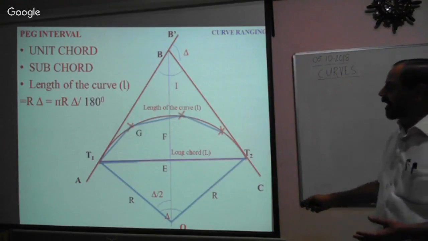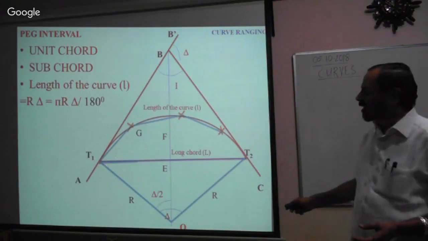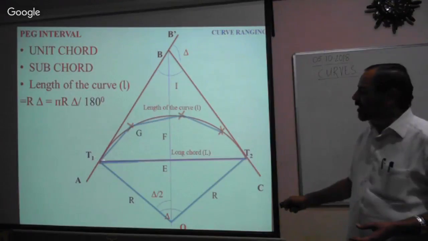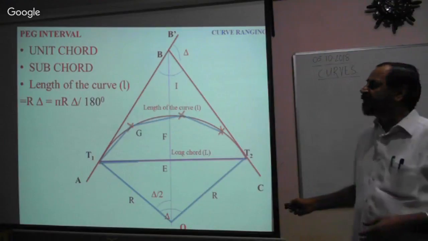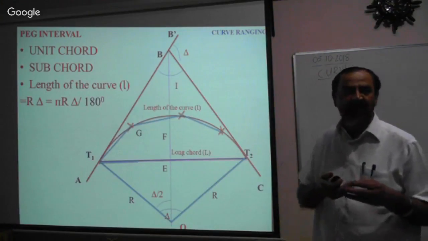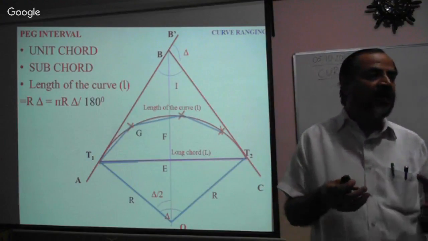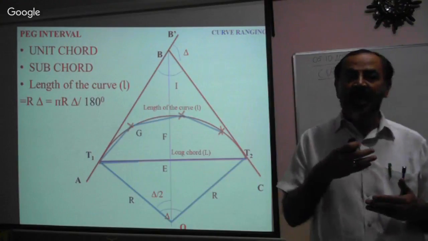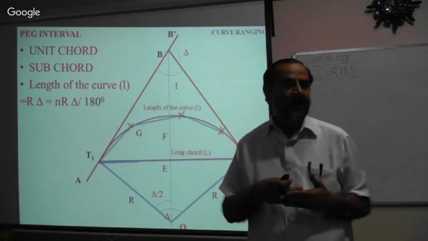A chord is a line drawn connecting two points on the curve, from here to here. In many cases, the chord length and the curve length are approximately nearly equal, though not exactly equal. Right?